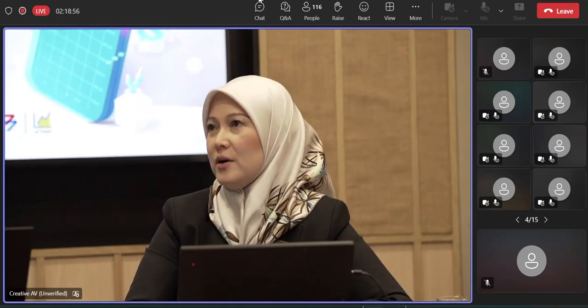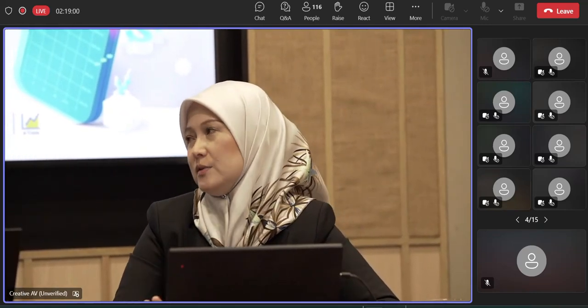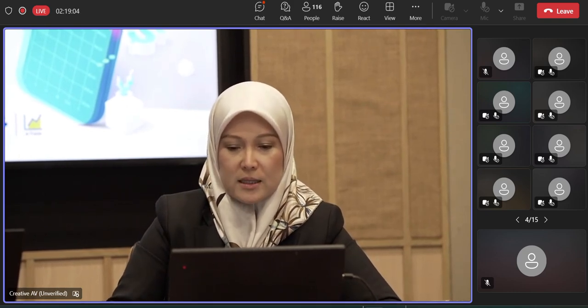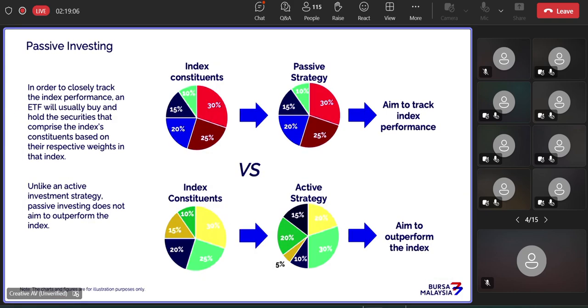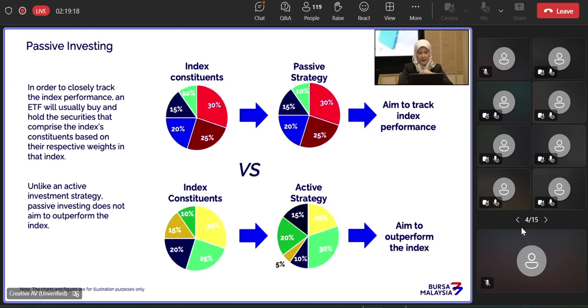Instead, you can save the hassle of buying individual stocks or manage your risk in investing in individual stocks. For example, in the slides, you can see that, in order to closely track the index performance, basically passive investing means that ETFs usually buy and hold the securities that comprise the index constituents based on the respective weights in the index. So you can see the upper part of the pie chart.